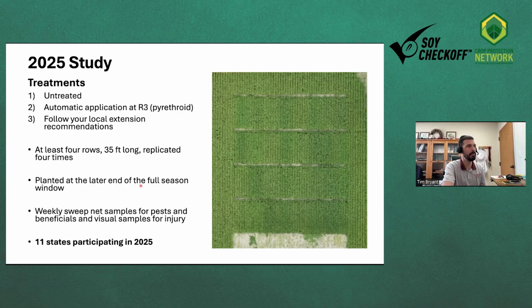And then we took weekly sweep net samples for different pests and beneficial insects, and then also took visual samples for injury. So in our case, we took percent defoliation ratings, but in some places, folks were more interested in a 1 to 5 injury rating for 2-spotted spider mites, or a soybean aphid insect or injury rating. So that varied by location. And again, we had 11 states participating in 2025.